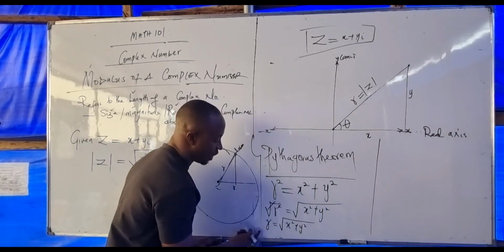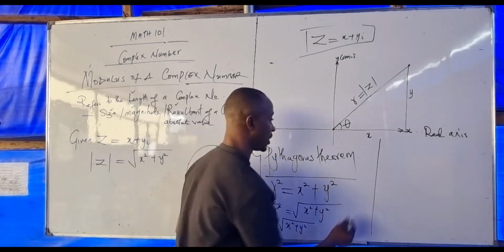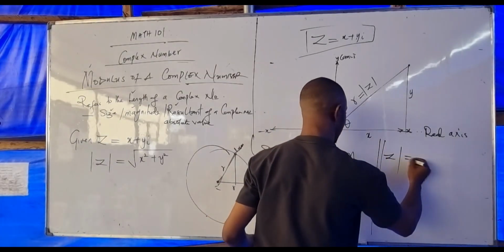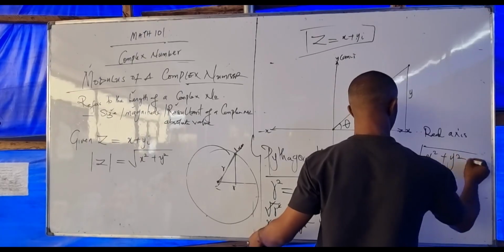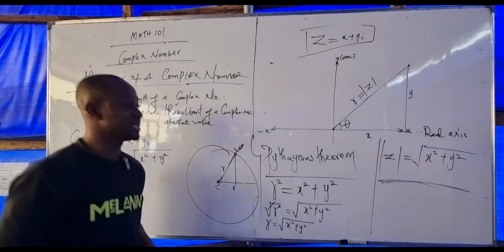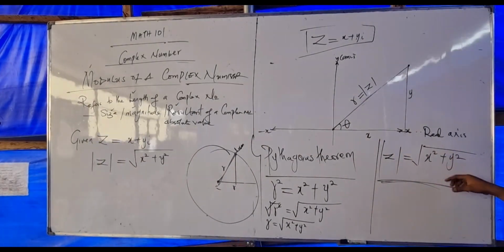Finally, what do we say r represents? The z modulus. So here, the modulus of z equals the square root of x squared plus y squared. Are you getting the gist here? So this is how we come about this. This is called the modulus of the complex number.